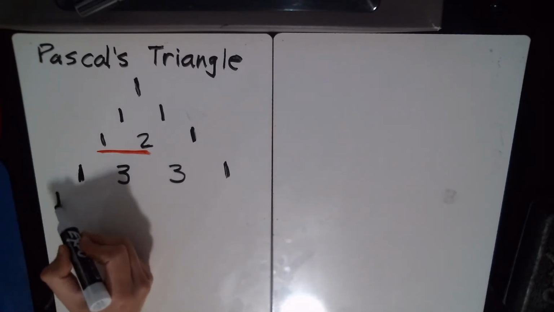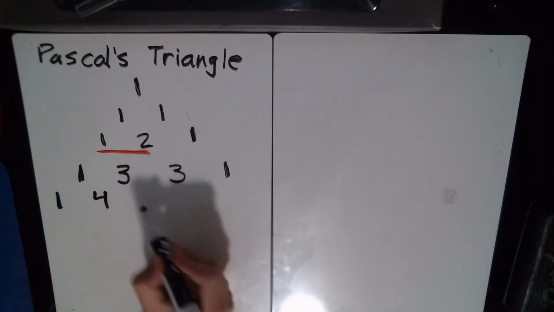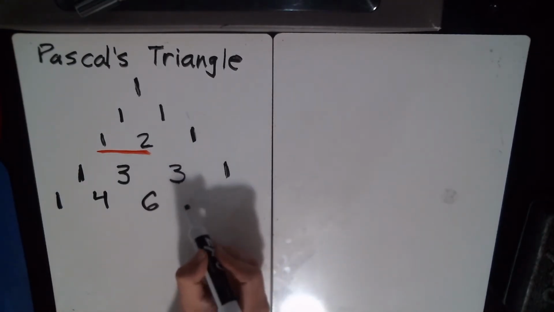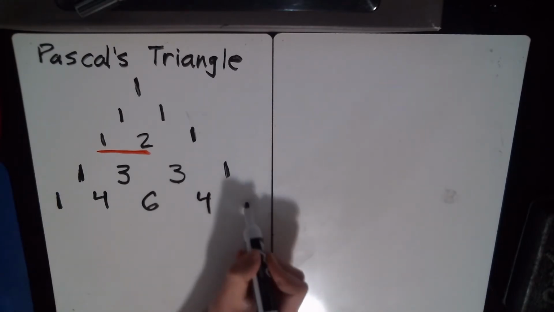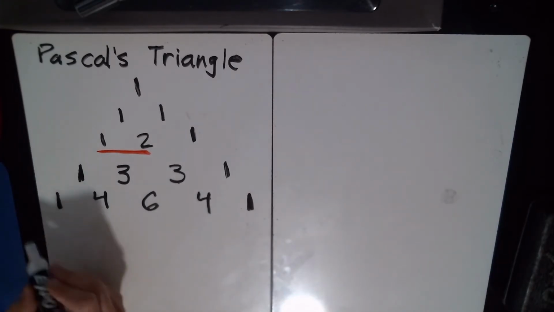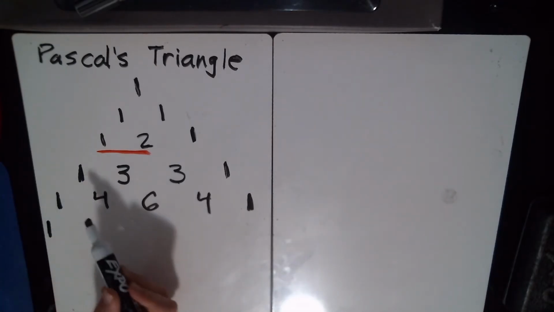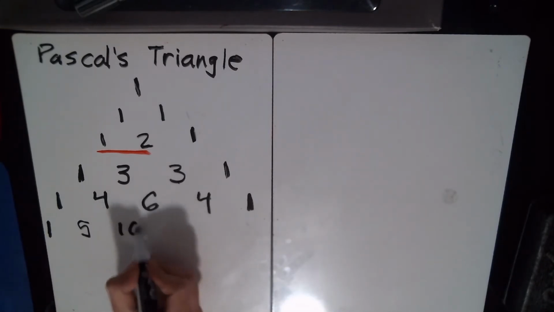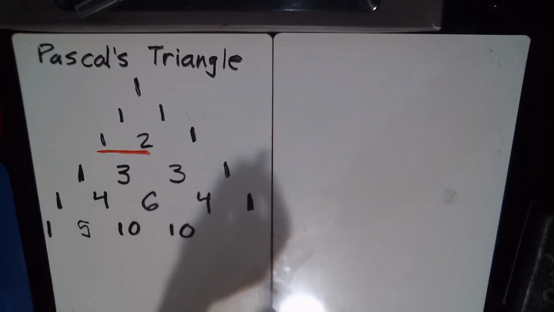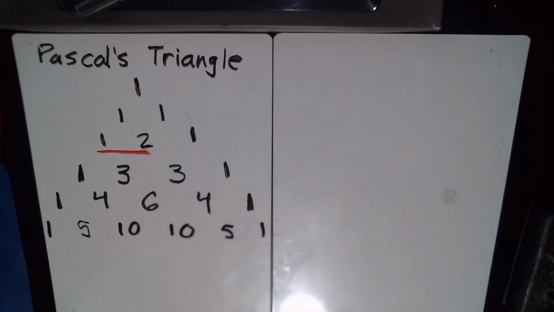1 plus nothing is 1. 1 plus 3 is 4. 3 plus 3 is 6. 3 plus 1 is 4. And 1 plus nothing is 1. Okay? We'll do just one more row of this. 1 plus nothing is 1. 1 plus 4 is 5. 4 plus 6 is 10. 6 plus 4 is 10. 5 and 1. Okay?